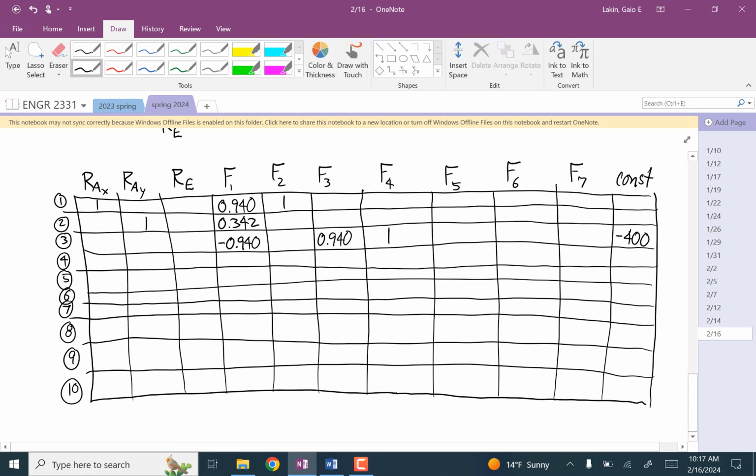Okay. Equation 4. F1 is negative 0.342. F3 is negative 0.342. And then zeros. Okay. Equation 5, F3 is negative 0.940. F5 is 0.940. F2 is negative 1. F6 is 1. Yeah. Okay. Equation 6, 0.342 for F3.